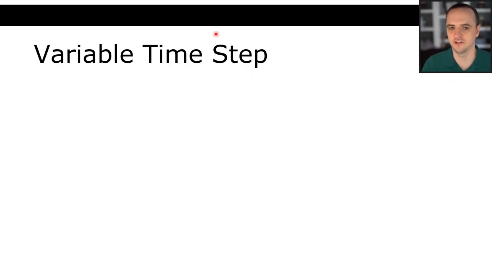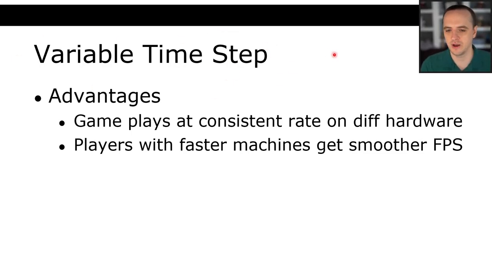So what are the advantages to the variable time step? Well, the game is going to play at a consistent rate on different hardware, right? So that means that Mario's going to ideally be moving around at the same speed on different hardware, and you don't have to put in these arbitrary frame per second limits. Players with faster machines get smoother frames per second. They don't need to lock in a frames per second, right? It just runs as fast as it can possibly run. And on older machines, it's going to run at a lower frame per second, but at least Mario is moving around at the same speed.